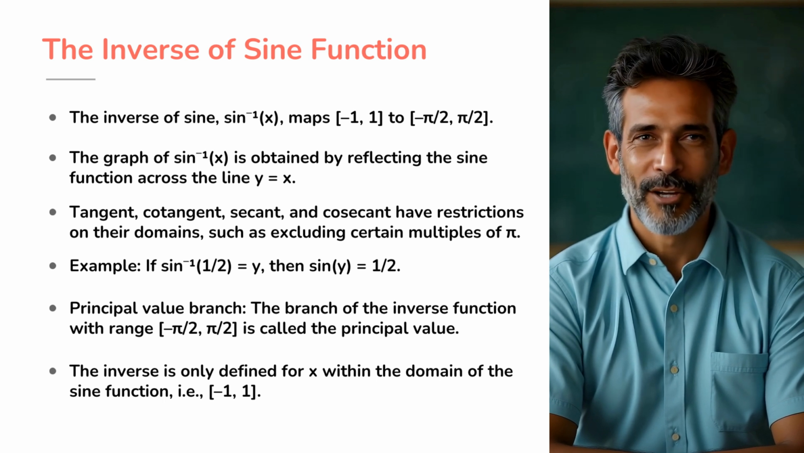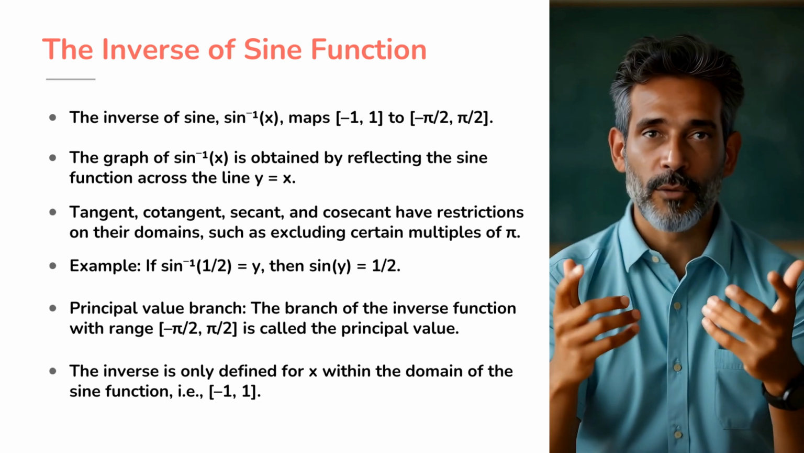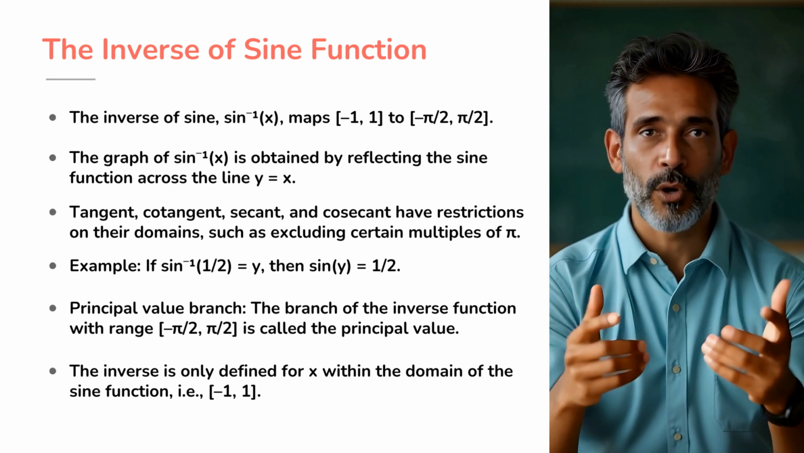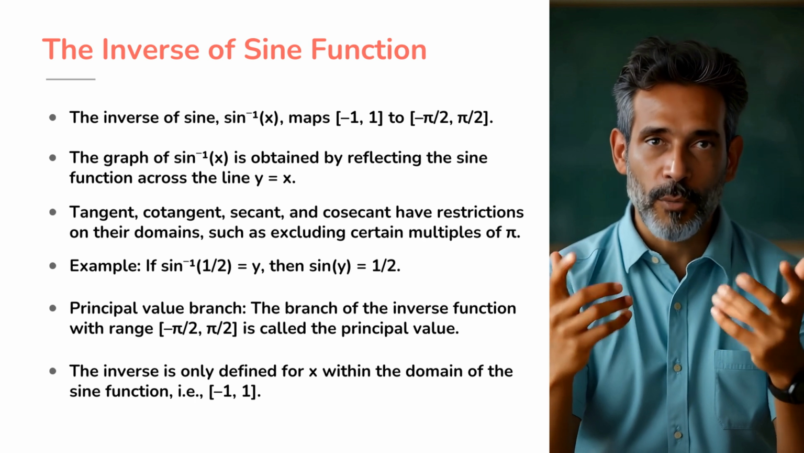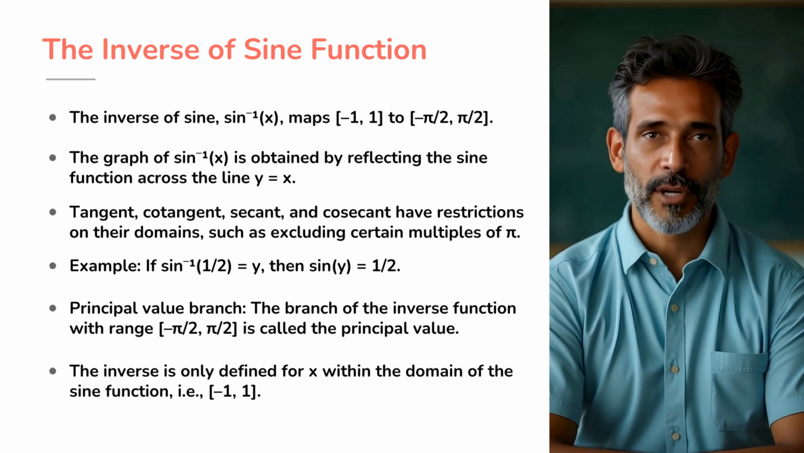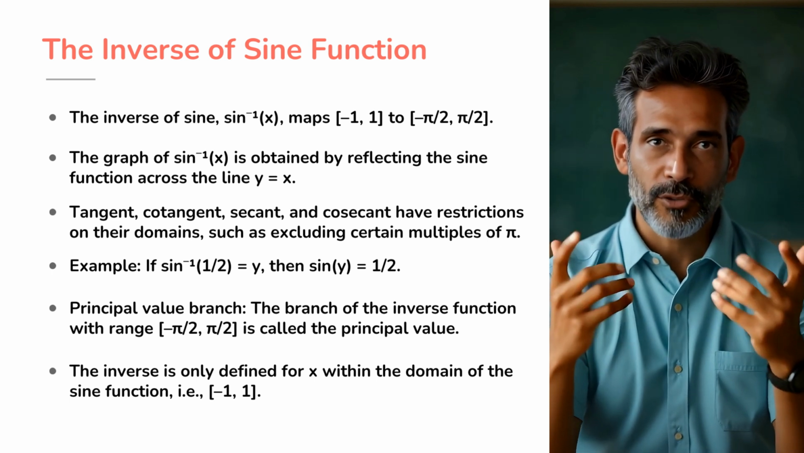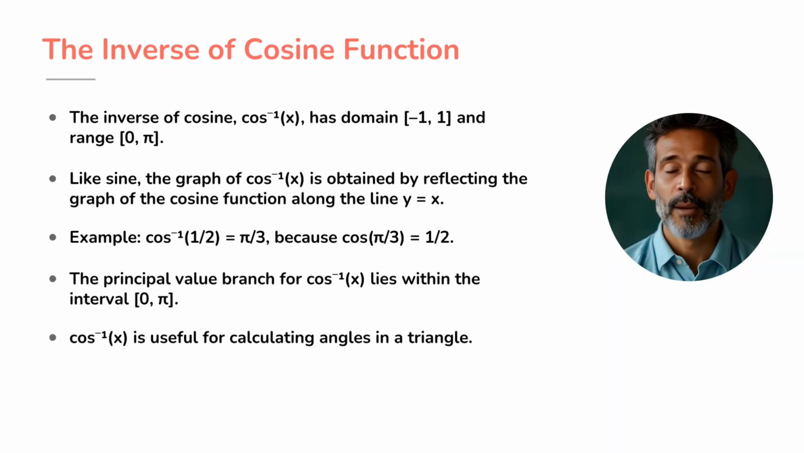For example, if sine to the power of -1 of 1 over 2 equals y, then sine of y equals 1 over 2. We know that sine of pi over 6 equals 1 over 2, so the angle y equals pi over 6. This is how we can find the angle corresponding to a given sine ratio using the inverse sine function. The graph of sine of x looks like a wave, and the graph of sine to the power of -1 of x is its reflection over the line y equals x. Pretty cool, right?